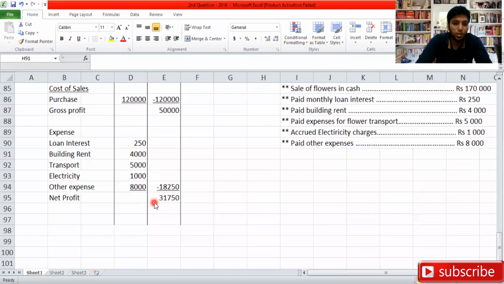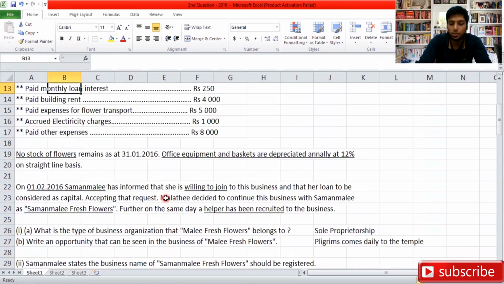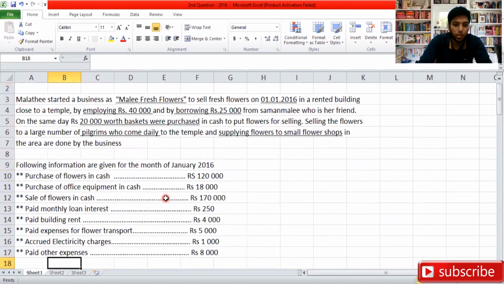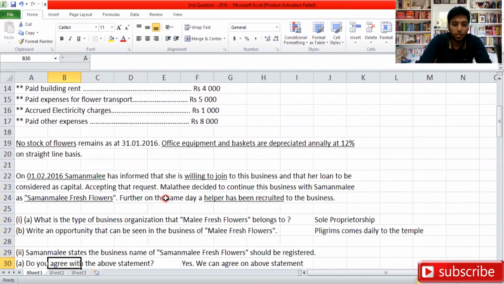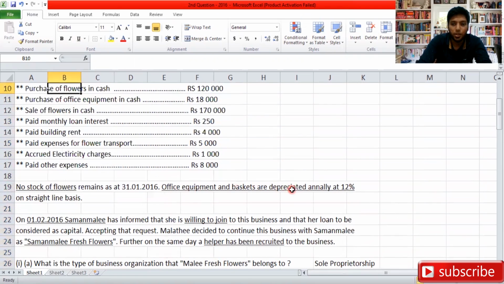Hold on, guys. I didn't do it correctly because I missed one thing in the sum, which means I can't take this as my profit. I took only the information, but I didn't see the case study thoroughly. So let's look into the case study. Did I miss something? When you are doing a profit and loss account, you need to see everything you have taken. These things you can't take because these are all purchases and money you have invested. These things you can take. Have I missed anything in the case study? Yes, I missed something. What is that?